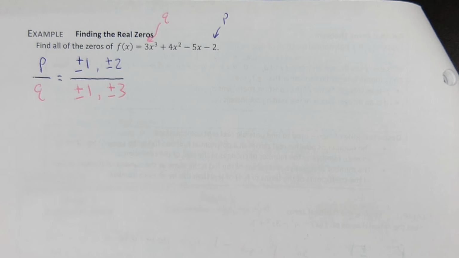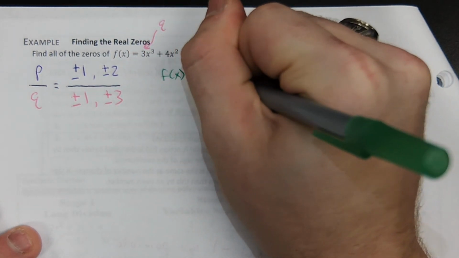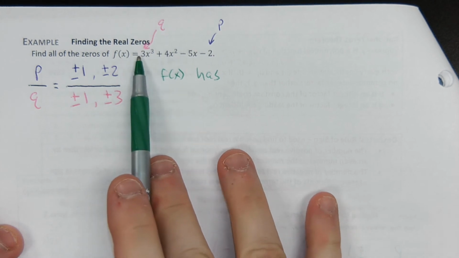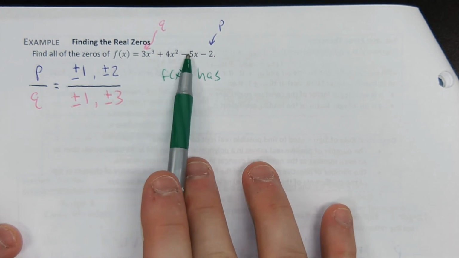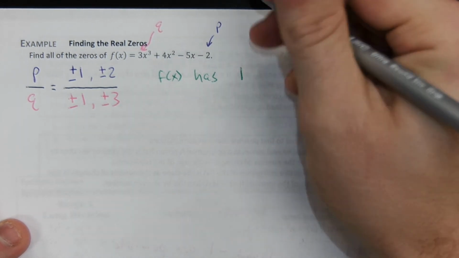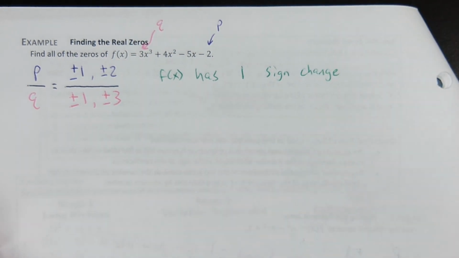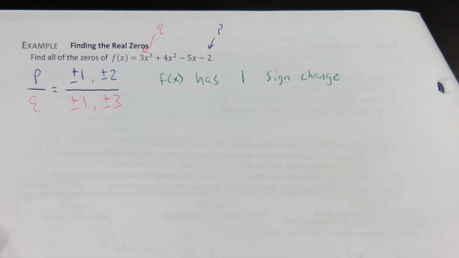Okay, now let's do Descartes' Rule of Signs. Let's count sign changes. So for f of x, let's count how many sign changes. Positive to positive, that's not 1. Positive to negative, that's 1. Negative to negative, no. So f of x has 1 sign change. That is going to guarantee us that it has 1 positive real root. It doesn't have to be rational, but it does have 1 positive real root because I can't subtract 2 from that.